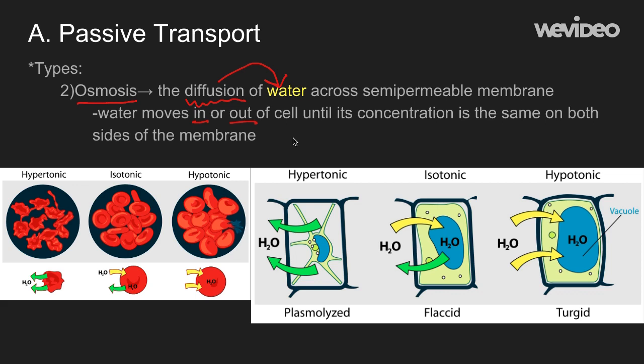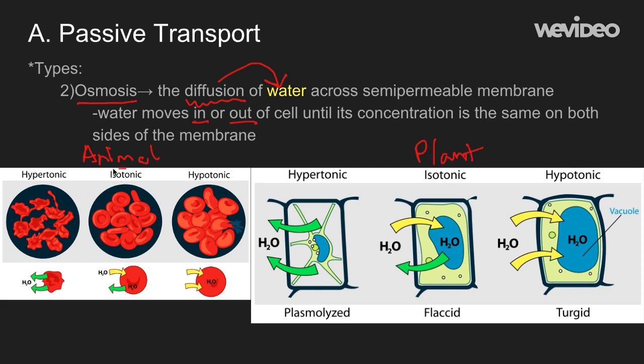Now, there are three terms that I want you to be familiar with. You have both of these pictures in your notes, and I want to talk a little bit about them. We're going to add some stuff to it. Over here, these are animal cells, and this picture over here are plant cells.